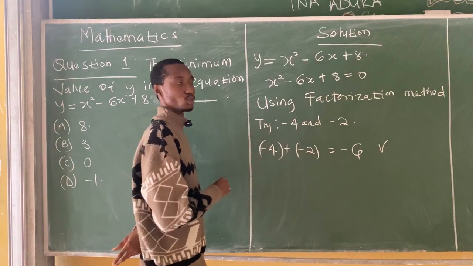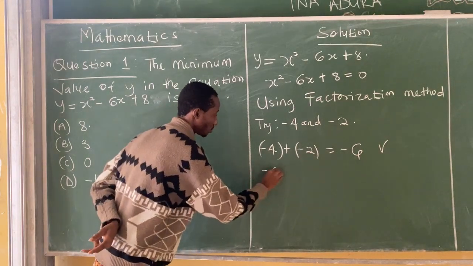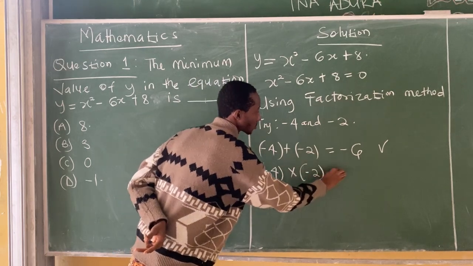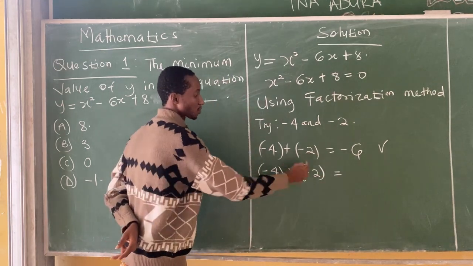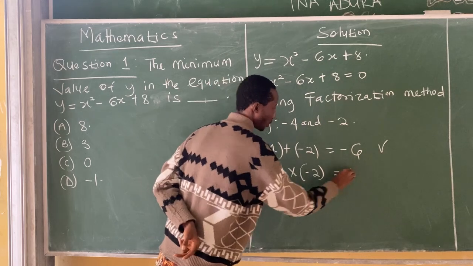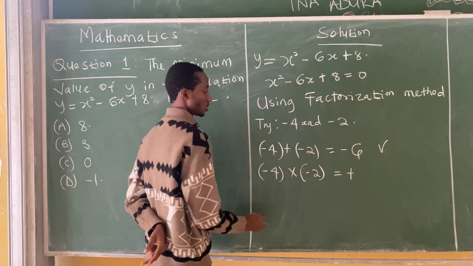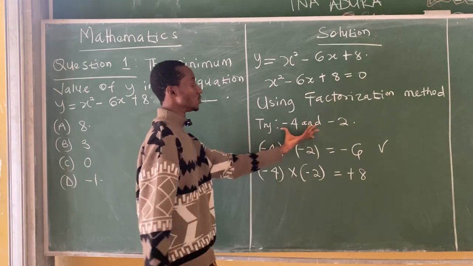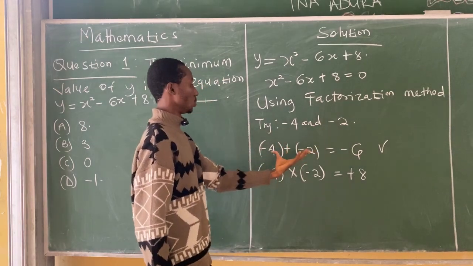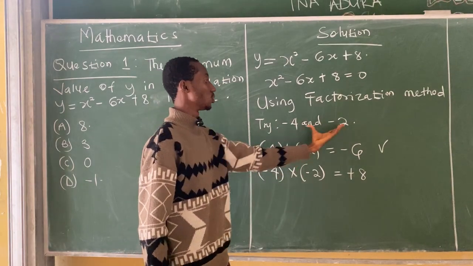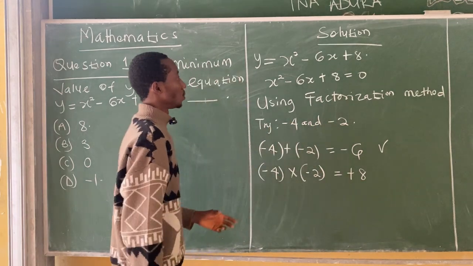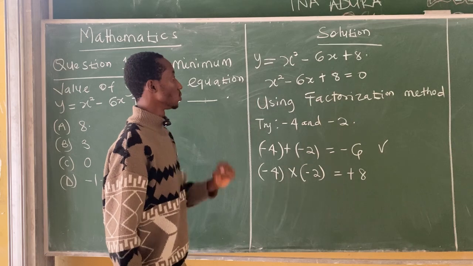Let's try the second condition. Minus 4 times minus 2. Minus times minus will give us what? Plus. 4 times 2 will give us 8. So these two values satisfy the condition. We have minus 4 and minus 2. Now, having gotten these two values, we substitute them directly into this equation.